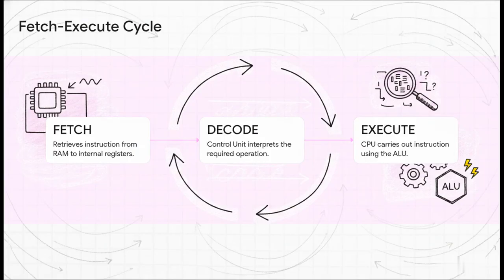Let's break that spinning wheel down into a simple, exam-ready, 3-step sequence. Step 1, fetch. The CPU retrieves a specific instruction from the computer's memory, the RAM, and pulls it right into its own internal registers. Step 2, decode. The control unit takes that raw data and interprets it to figure out exactly what operation is needed. Step 3, execute. The CPU actually carries out the instruction, often using the arithmetic logic unit, or ALU, to process the mathematical data. Fetch, decode, execute. Repeated millions of times every single second.